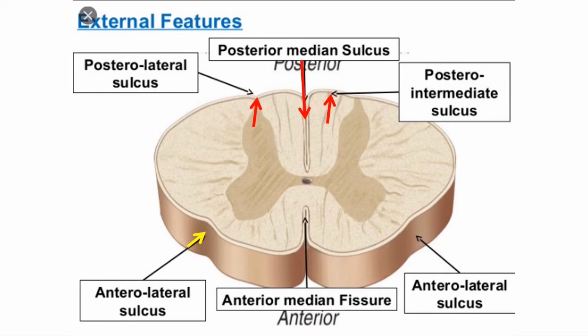Then on the anterior part of the spinal cord, we have also three depressions. The one in the middle is the median fissure, and we have two anterior lateral sulci. These are the external features of the spinal cord.